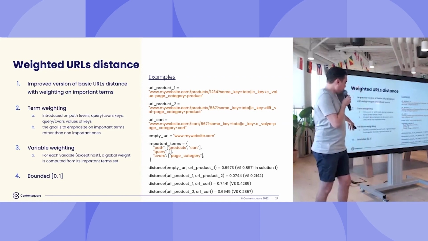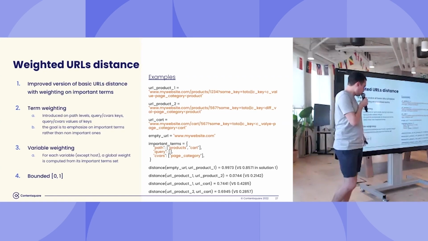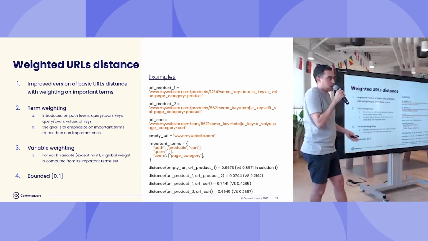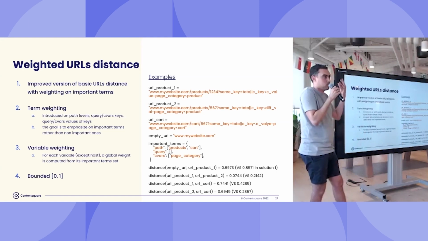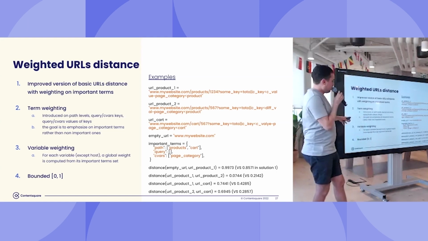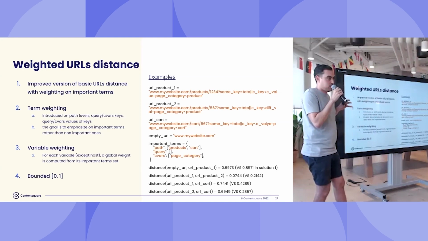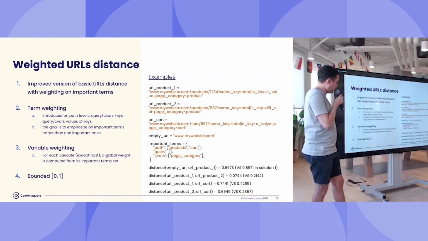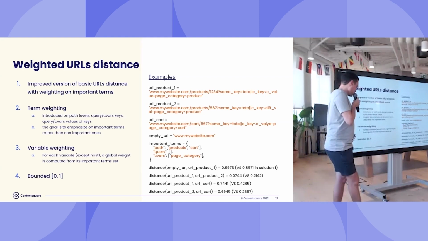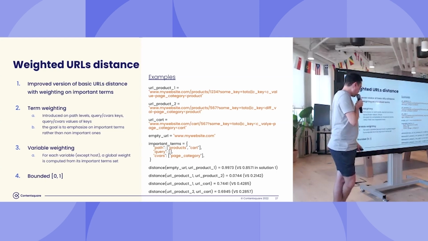But also we're going to introduce variable weighting. The idea is that if in the path we have way more important terms compared to host, query, and CVAR, for example, maybe we want to emphasize the path over them, and so we're going to do variable weighting. This does not change the fact that the distance is still bounded between 0 and 1.